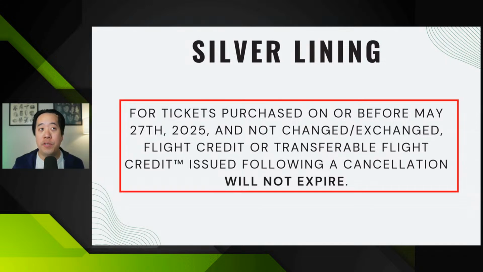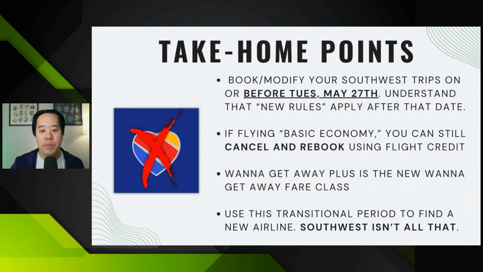And so if you want to do any kind of movements with your flights, I would just make sure that you do it before that May 27th date so that you have those flight credits to use in a non-expirable fashion. Which kind of brings me to my take-home points to all of this, which is I think it's important to book or modify your Southwest trips on or before Tuesday, May 27th, just so that you have those benefits where you have those free checked bags and you also have flight credits that you can use that don't expire.